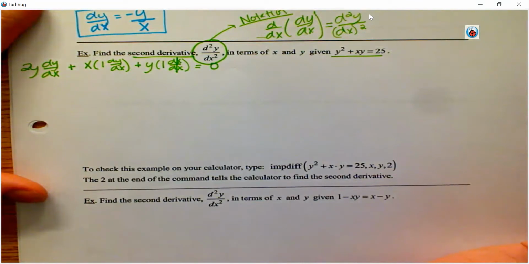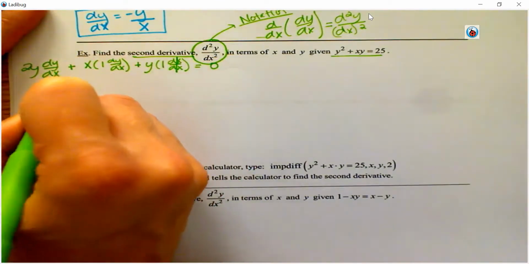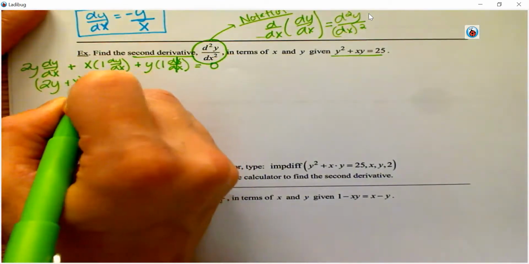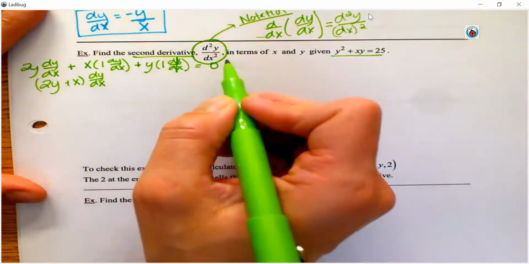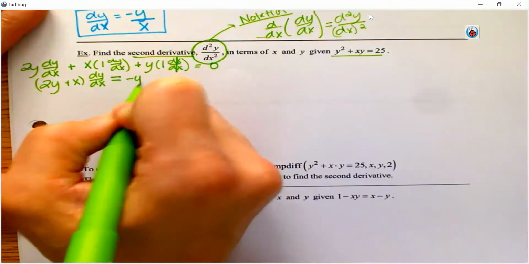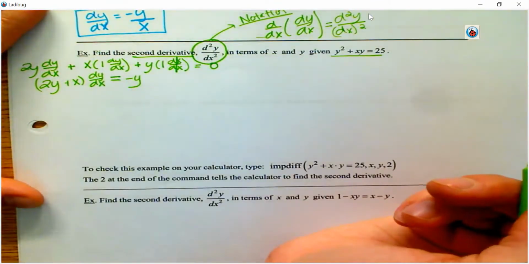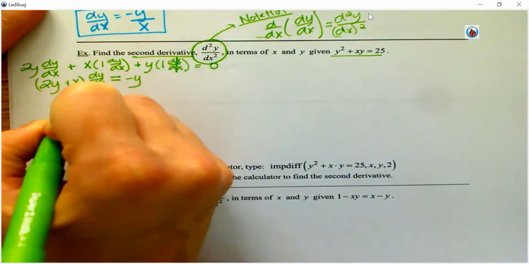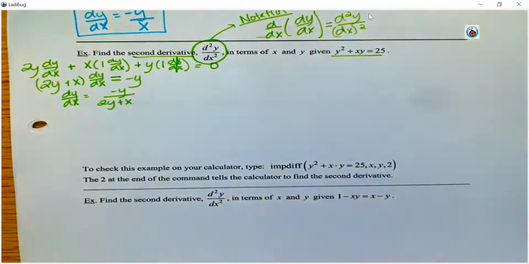And then you have two different terms with dy dx, so we're going to factor out a dy dx. So you got 2y plus x dy dx. Are we comfortable with me moving the y over in that same step? Equals negative y. I kicked this over and left these two. And then the last step is to divide. So dy dx equals negative y over 2y plus x. Okay, that's the first derivative, which wasn't so bad, right? That's what we've been doing.